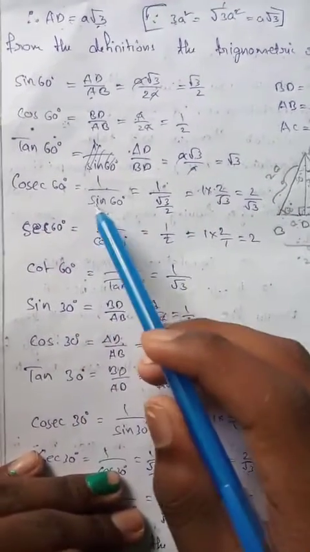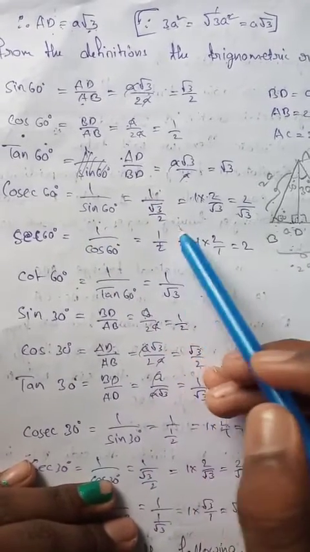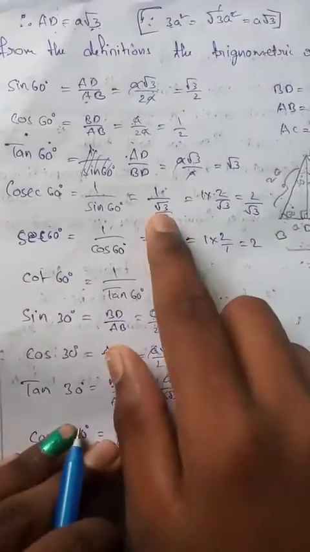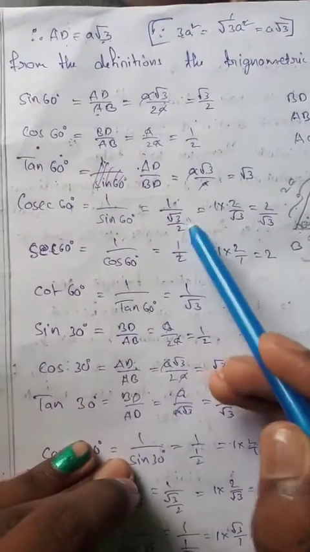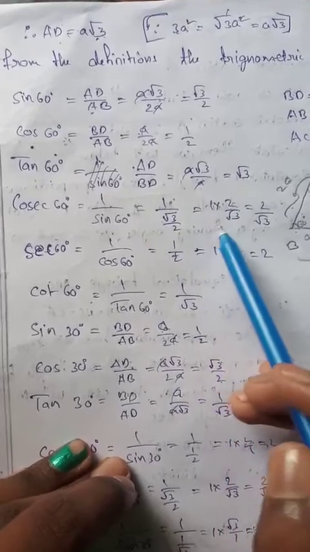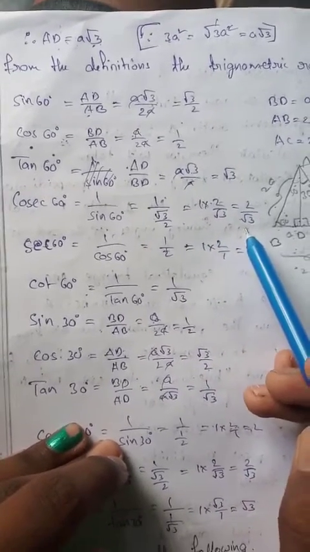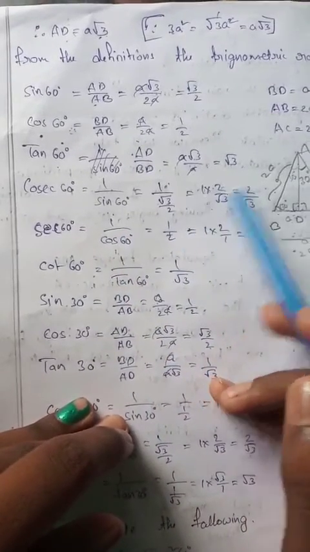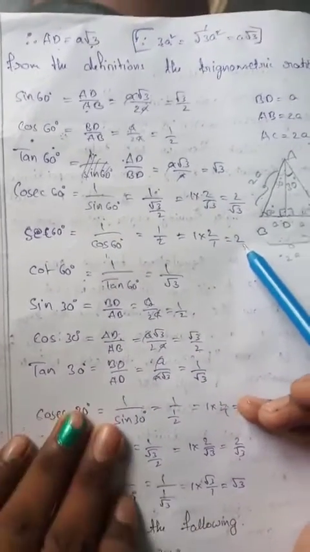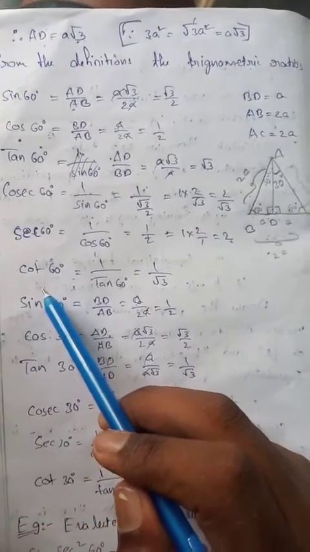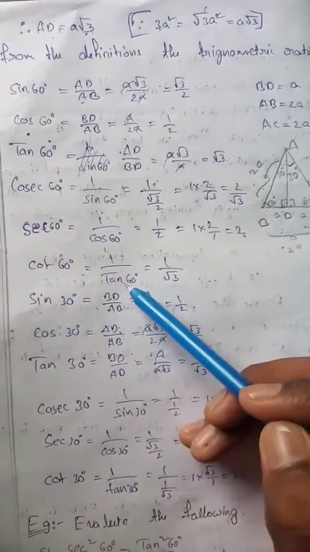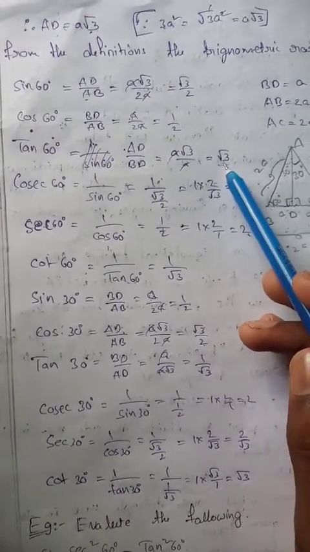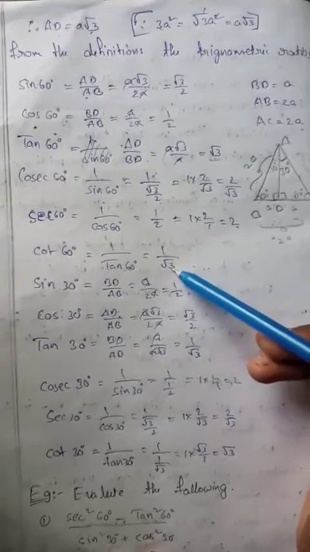Cosecant 60 equals 1 by sin 60, which is 1 by root 3 by 2. When we take the reciprocal, 1 into 2 by root 3, and 2 by root 3 came. And secant 60 equals 1 by cos 60; when we take the reciprocal, 2 is the secant 60. And cot 60 is 1 by tan 60, which is 1 by root 3.